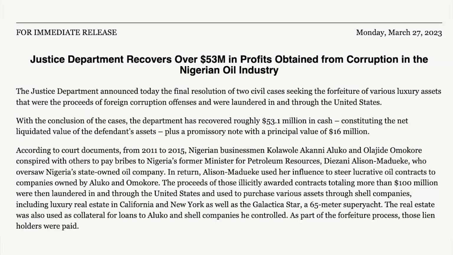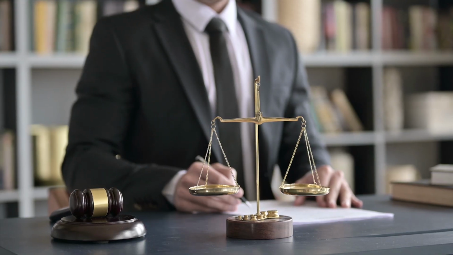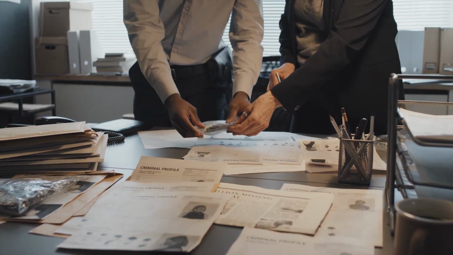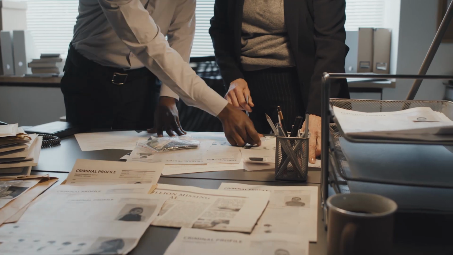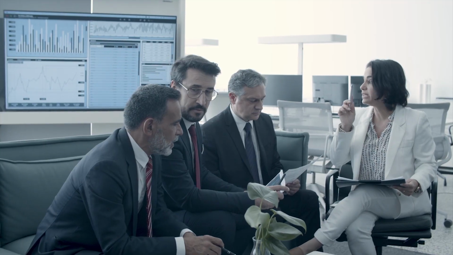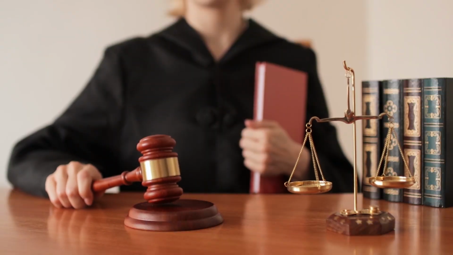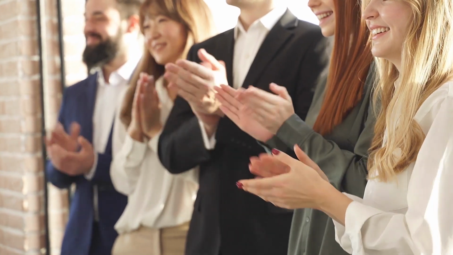The recovered assets were part of 2 civil cases seeking the forfeiture of various luxury assets. The Kleptocracy Asset Recovery Initiative, led by the Justice Department's Criminal Division's Money Laundering and Asset Recovery Section, in partnership with federal law enforcement agencies, investigated and prosecuted the cases. Kudos to the team for uncovering the fraud.